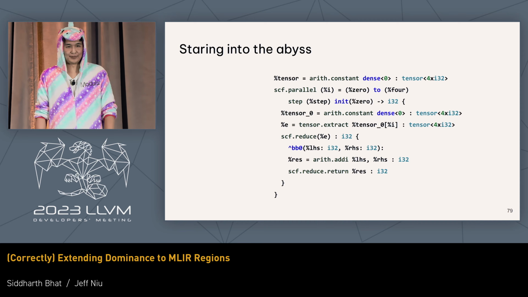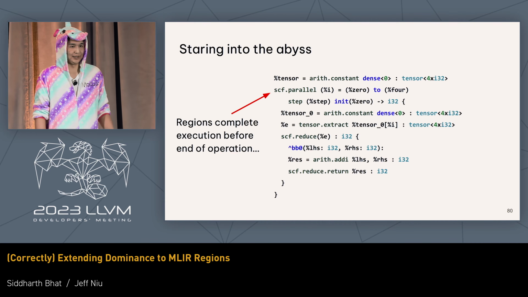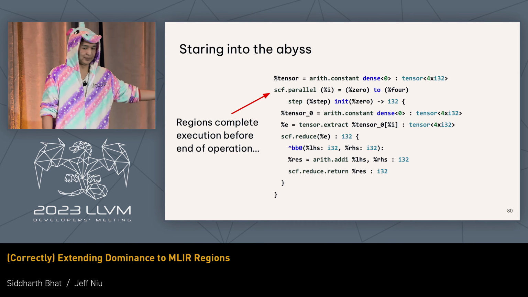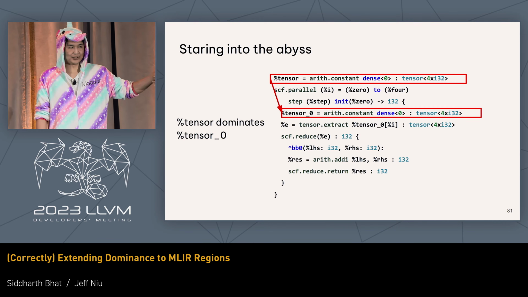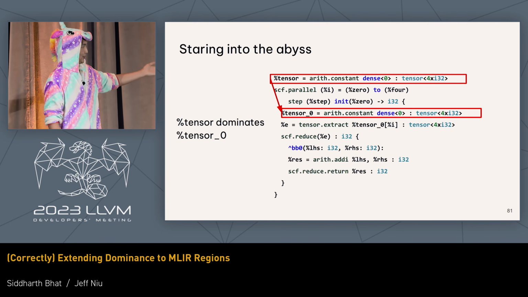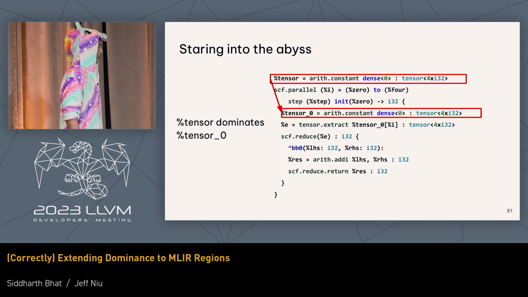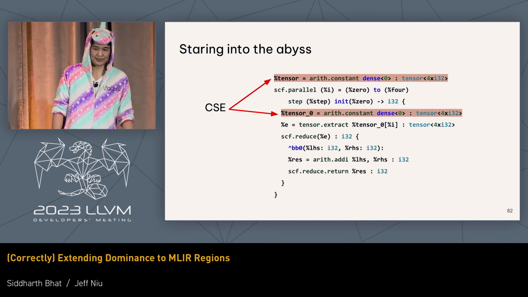Another example is scf.parallel. One thing about scf.parallel is it does say that the regions can complete execution before the end of the operation. OK, well, we have this %tensor and %tensor0, which are defined to be the same value, a constant of 0 with width 32. OK, so let's CSE them, right?